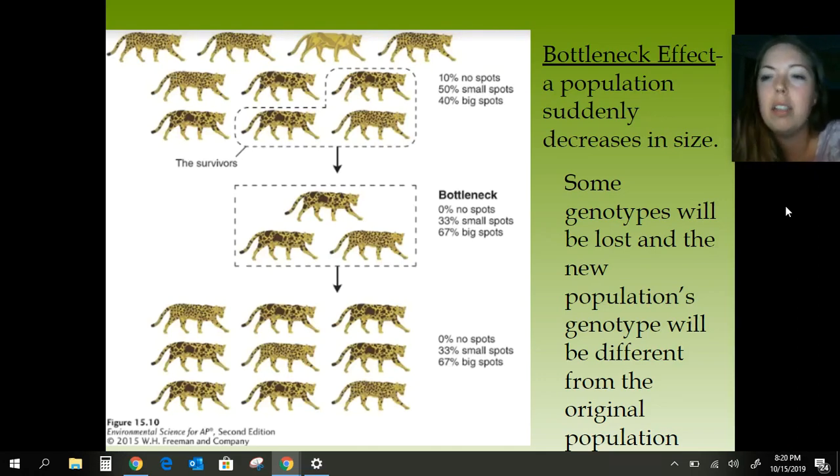This can change its genetic composition. There are a lot of different reasons why a population might experience a drastic reduction. It could be natural things, or it could be things caused by humans, like habitat loss.